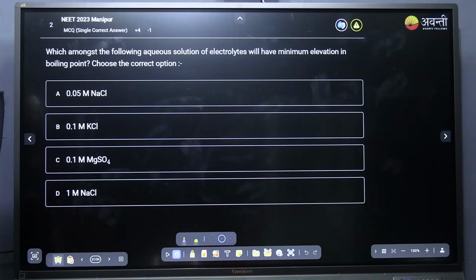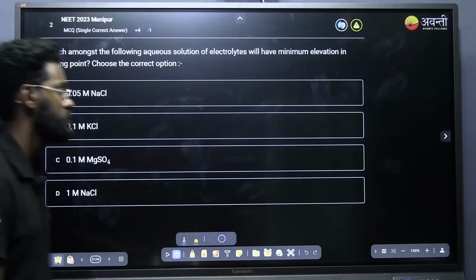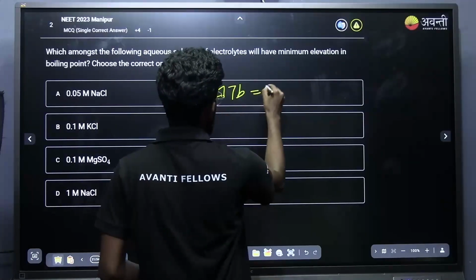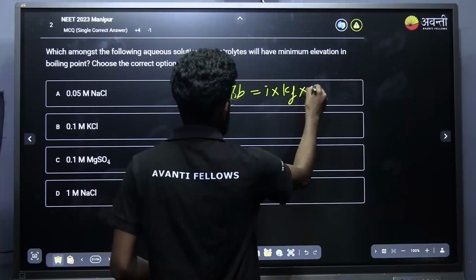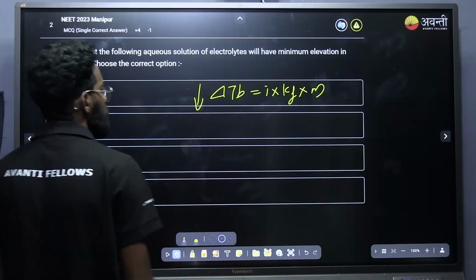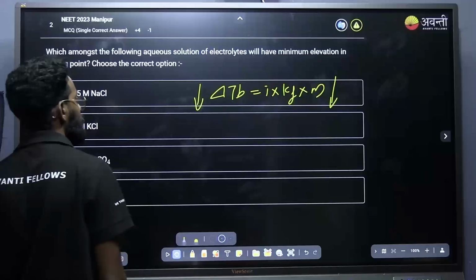Which among the following aqueous solutions of electrolyte will have minimum elevation in boiling point? Very simple question. We know that elevation in boiling point, delta Tb, is equal to i into Kb into molarity. If we want minimum elevation in boiling point, that will be having minimum i into m value.